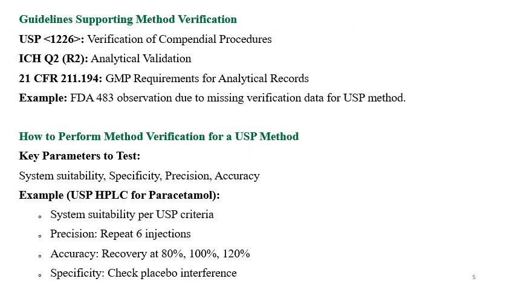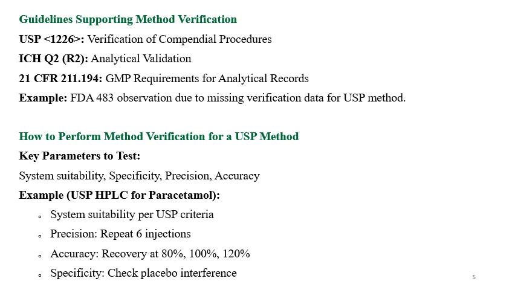Guidelines supporting the method verification, USP chapter 1226 is there for verification of compendial procedures. ICH guideline Q2, 21 CFR and GMP guidelines are there. So there might be observation from the regulatory authorities if the verification is missing.